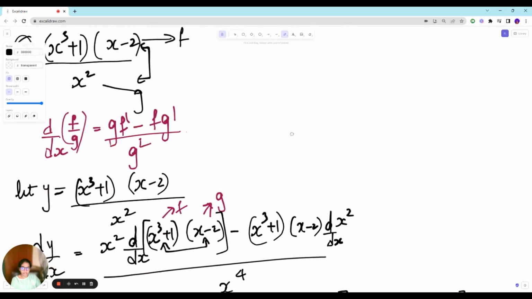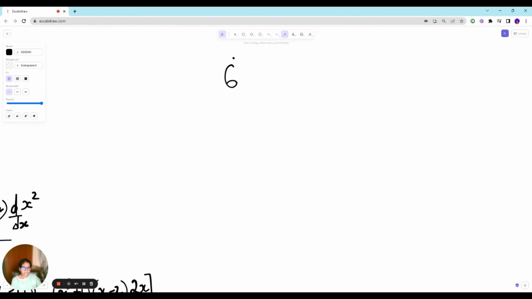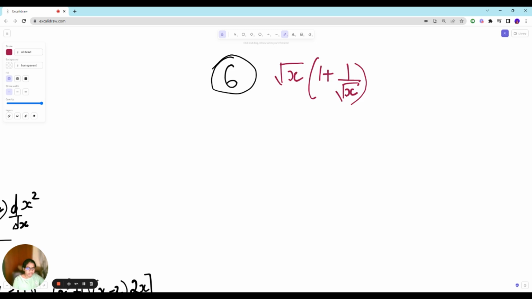Okay, so let me solve one more problem, that is the sixth one. Find the derivative of square root of x into 1 plus 1 divided by square root of x. I can either apply the product formula or I can just multiply root x to each term. Whichever you feel is simpler, you can use that method. So now let me multiply root x to each term.